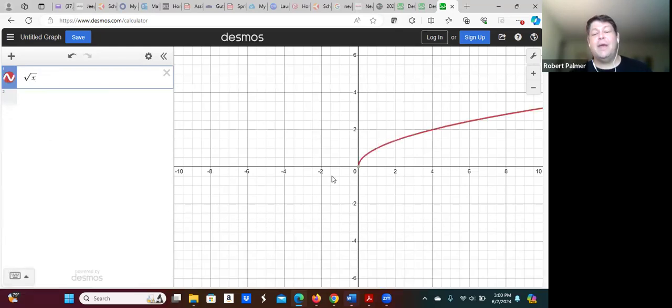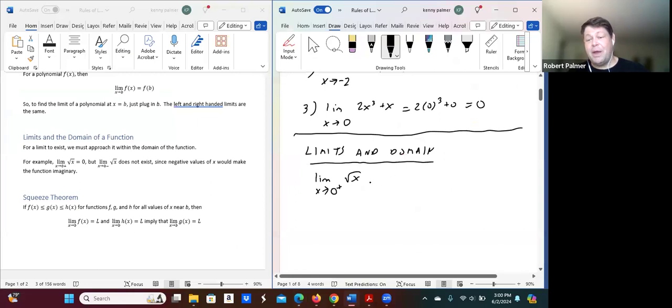Now, if you notice, our domain only starts at 0, because if you plug in anything less than 0, anything negative, it makes it imaginary. So that's not in our domain. Okay. So I can approach 0 from the right, from above. I can't approach it from the left because it's outside the domain. So let's go back to that example. Okay. So this from the right is just 0, as we saw in the graph.